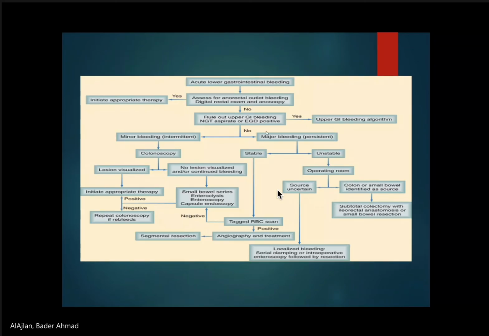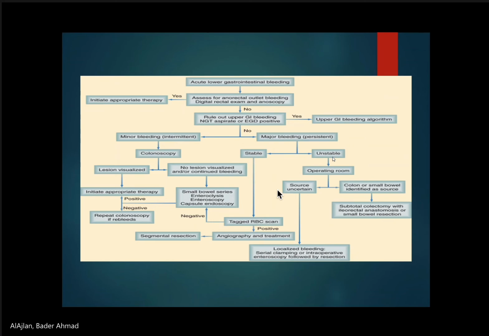This is how we approach lower GI bleed. It depends. If there is a suspicion for upper GI, then we do the upper. If there is no suspicion and the patient shows stability and a minor bleed, then for colonoscopy we can prepare the patient within 24 hours and do it. If they have a massive lower GI bleed and are unstable, then they might need to call the interventional radiology and also the surgery to be backup if the interventional radiology could not stop it.